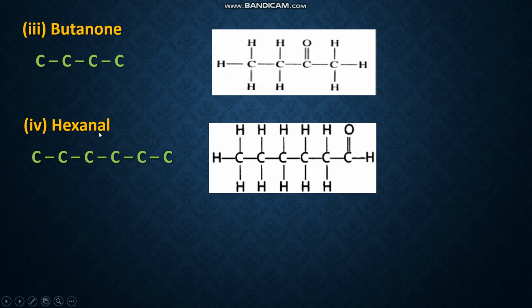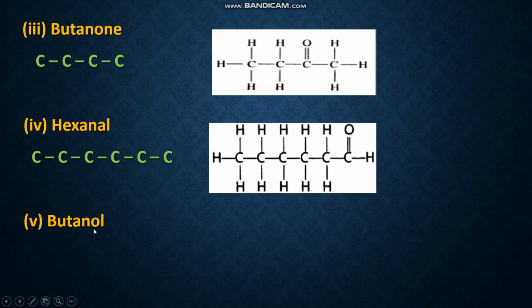hexanal. Al means that is aldehyde, not alcohol. Hexanal means we have to give the aldehyde functional group. The aldehyde functional group is CHO. As the aldehyde functional group, one carbon is present. One carbon you can make as the functional group. So C double bond O, single bond H. Hexanal. If it is OL, that is alcohol. Al means aldehyde. Don't confuse.